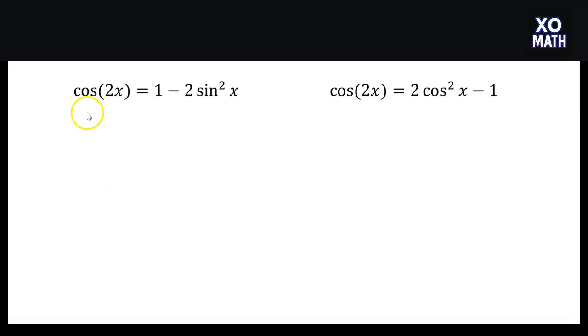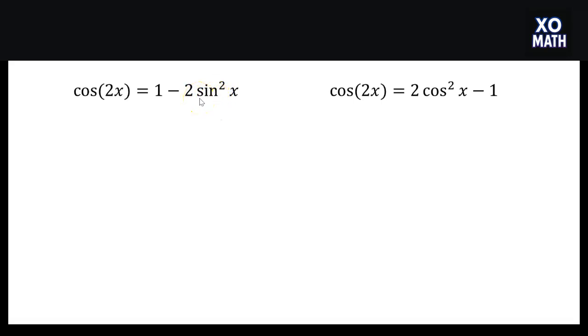Here I have two different versions of the double angle identity for cosine. Let's start by looking at cosine of 2x is equal to 1 minus 2 sine squared x. So the idea here is that I want to isolate sine squared x.